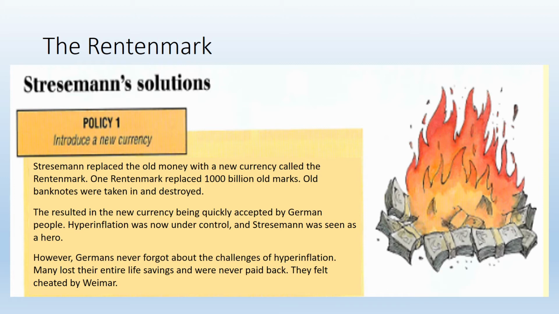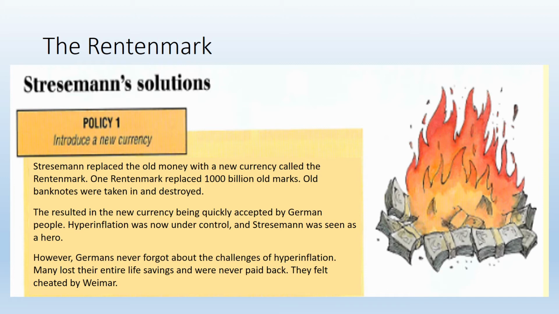And just to give you an idea of how hyperinflated Germany was, one Rentenmark, so that's like saying 1 pound, was the equivalent of 1,000 billion marks. So that's just to show us how overinflated the German economy was. Those old banknotes were not worth anything, and the new Rentenmark quickly got hyperinflation under control.